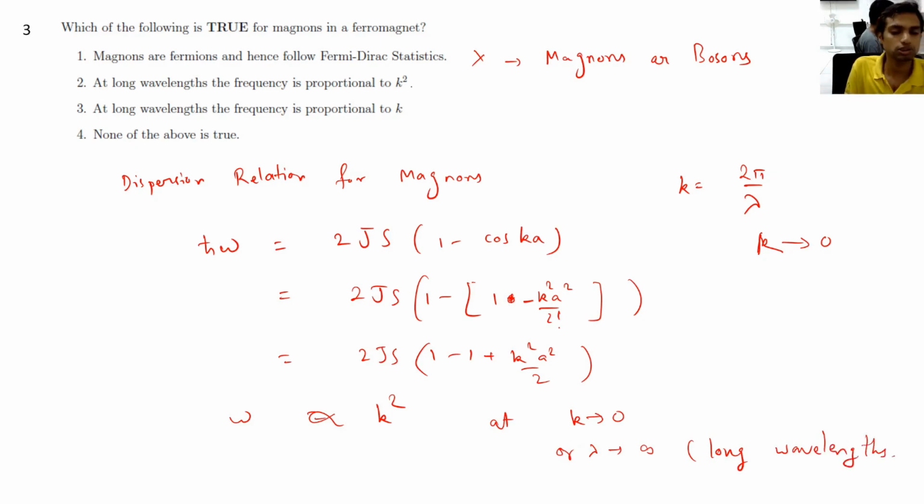So your correct answer is this one. The statement that at long wavelengths the frequency is proportional to k, we just found that it is not true. So the k squared statement is true for magnons in a ferromagnet. Let us now go to the next question.